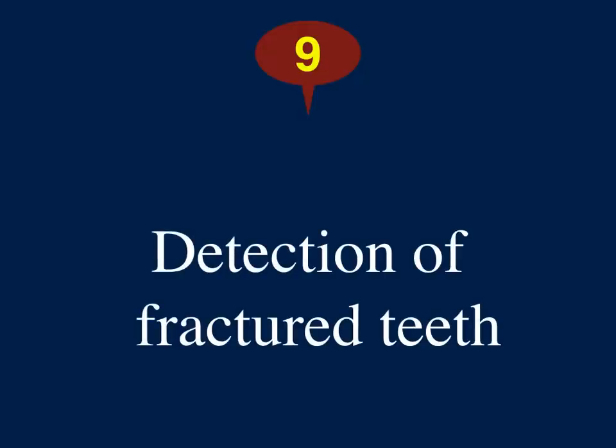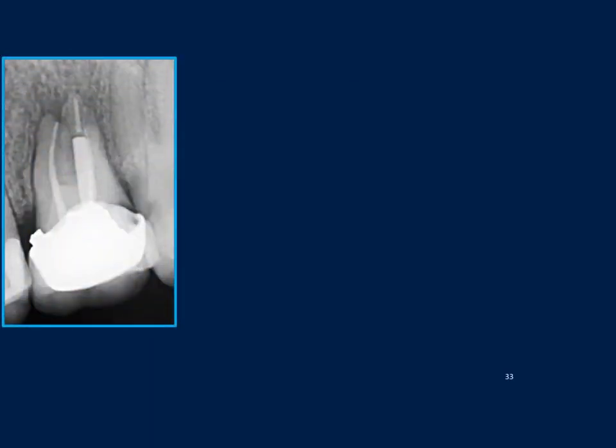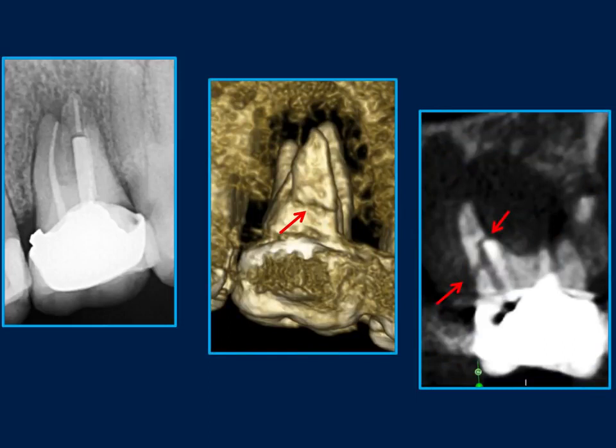The 9th usage of CBCT is to detect a fractured tooth. CBCT imaging seems to be generally advantageous in the diagnosis of horizontal root fracture. So if you look at this case here, this patient suffered from pain. When you take the X-ray, the root canal looks fine, but I need additional information. Let's take cone beam. You can notice here we have a horizontal fracture in the palatal root, and this tooth is for extraction, unfortunately.